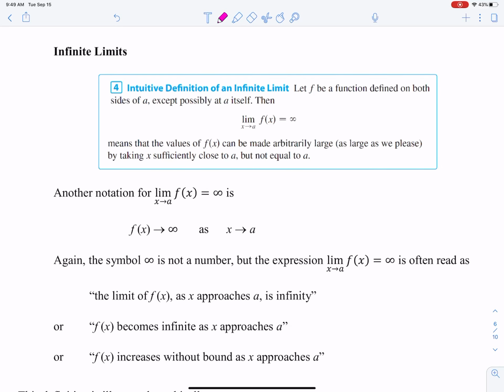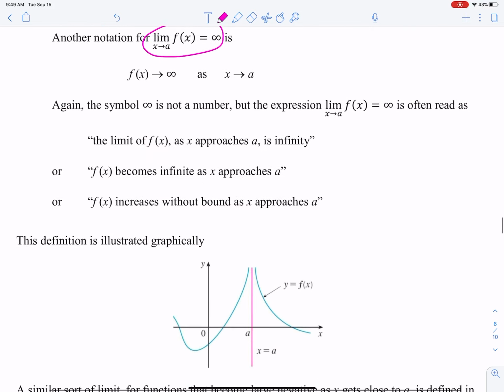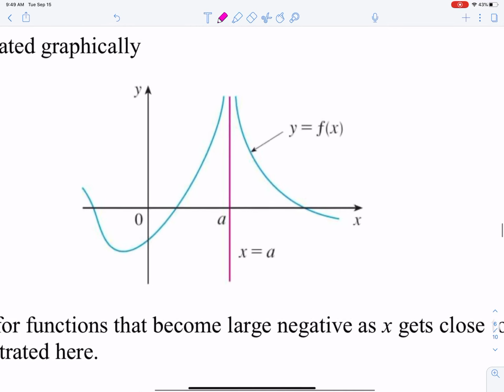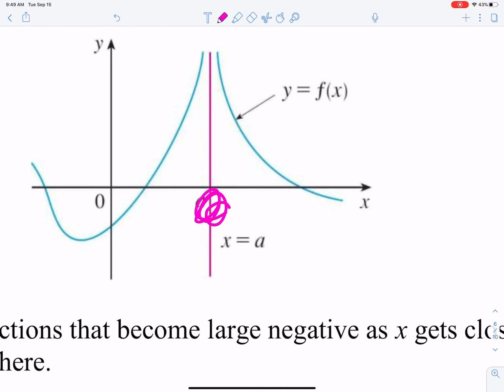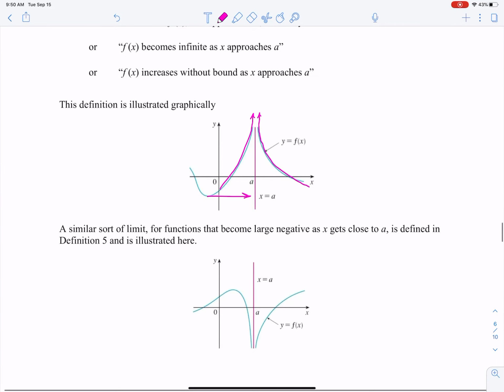All right, so this is the notation we're going to see. You may see other notation later on, but not in this class. Just a few different ways to state this. But let's look at a picture of what's happening here. So there's our function, and there's x equals a right here. As we approach x equals a from the left, follow the curve, you can see it's going up to infinity. Also from the right, both going to infinity. That's what they're talking about.